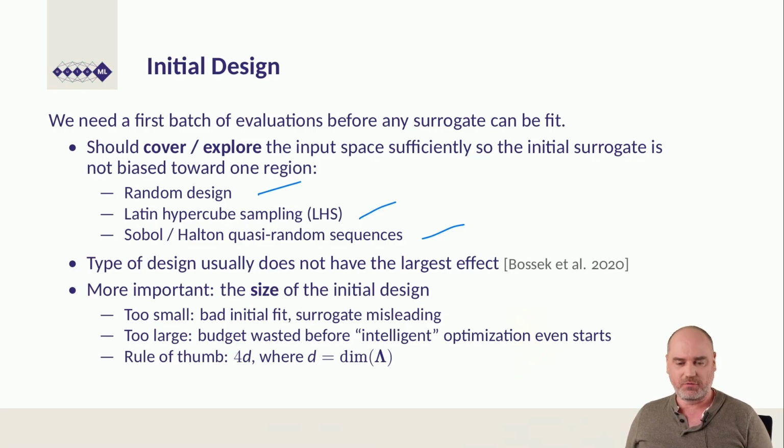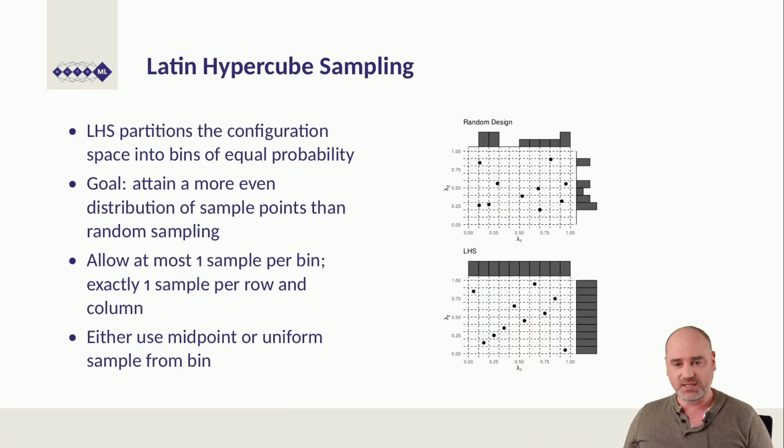As a rule of thumb, maybe take something like 4 times the dimension of your search space as a minimum. Some recommendations are even a little bit higher, up to 10 times D, but this can already be quite a lot if your D is not too small. So I don't want to go too much into the details of initial designs now.